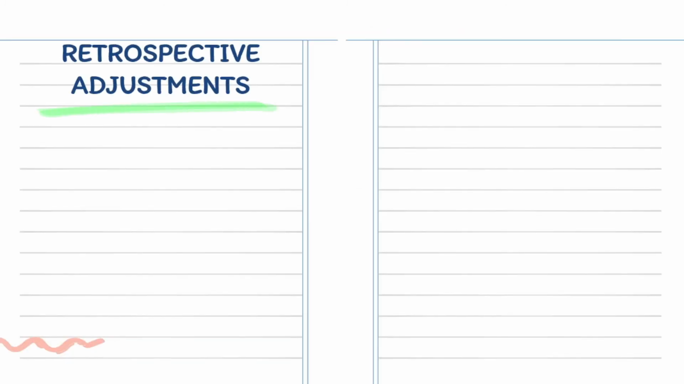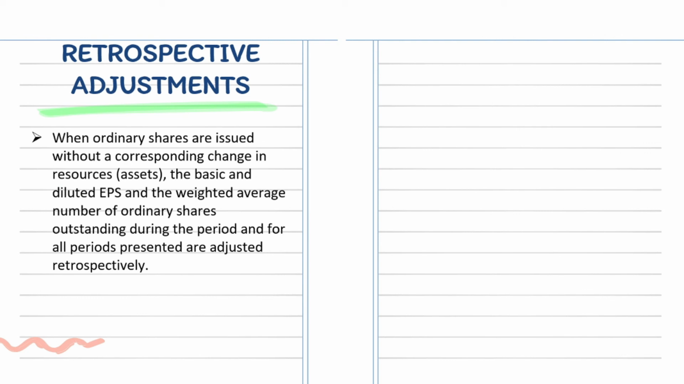Next is retrospective adjustment. When ordinary shares are issued without a corresponding change in resources or assets, the basic and diluted EPS and the weighted average number of ordinary shares outstanding during the period and for all periods are adjusted retrospectively. Meaning, if you present basic EPS in comparative financial statements, for example the bonus happened in 2020, you also effect it in 2019. Because if you do not apply it retrospectively, your two financial statements will no longer be comparative.